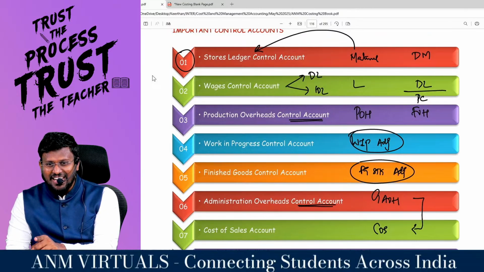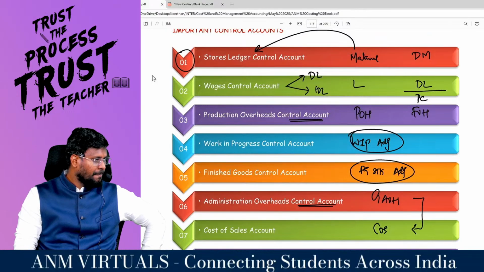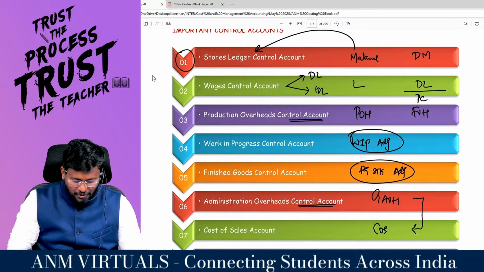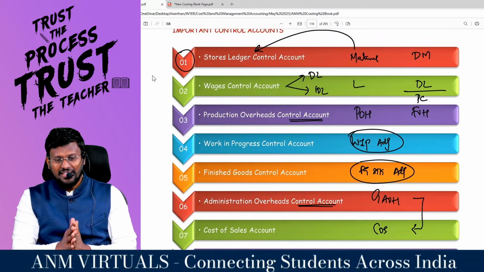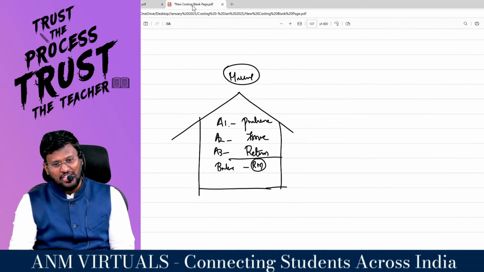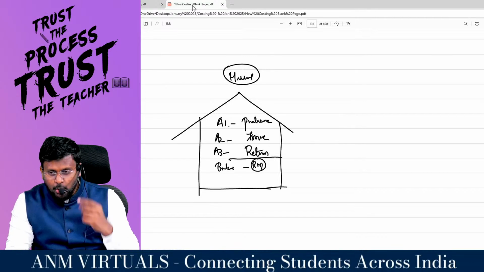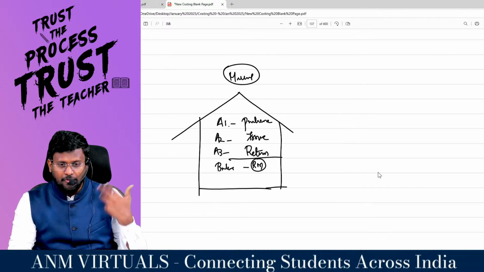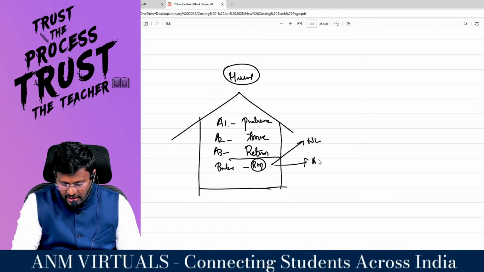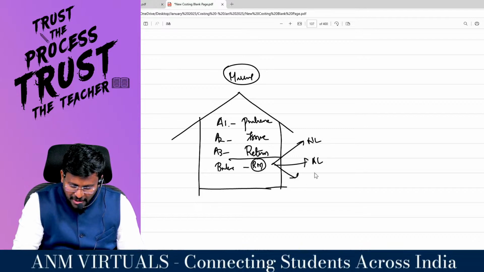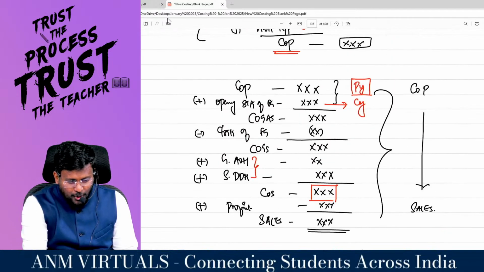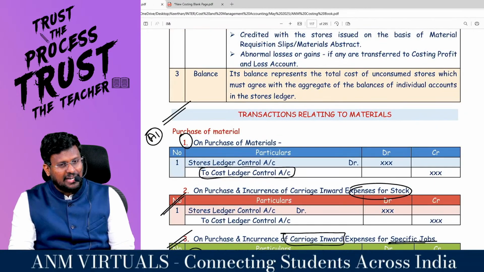Number 1, integral, non-integral, and the first in that we are talking about the non-integral. That is costing and accounts are different. There we will use 11 ledgers. The number 1 is stores ledger control account. In that stores ledger control account, we will have actions: action number 1, purchases; action number 2, issue; action number 3, return; action number 4, balance. With that balance, we may have normal loss, abnormal loss, or abnormal gain also. So before I give a break for your discussion, shall I quickly say the transaction?